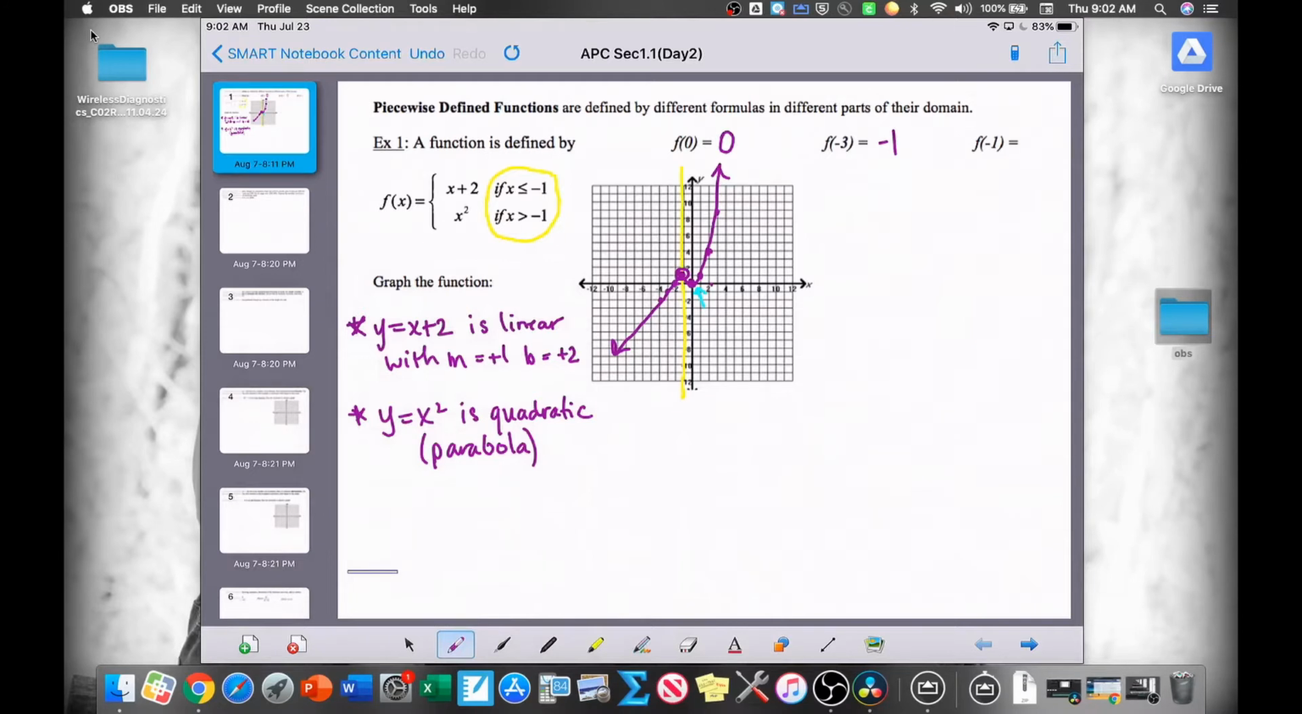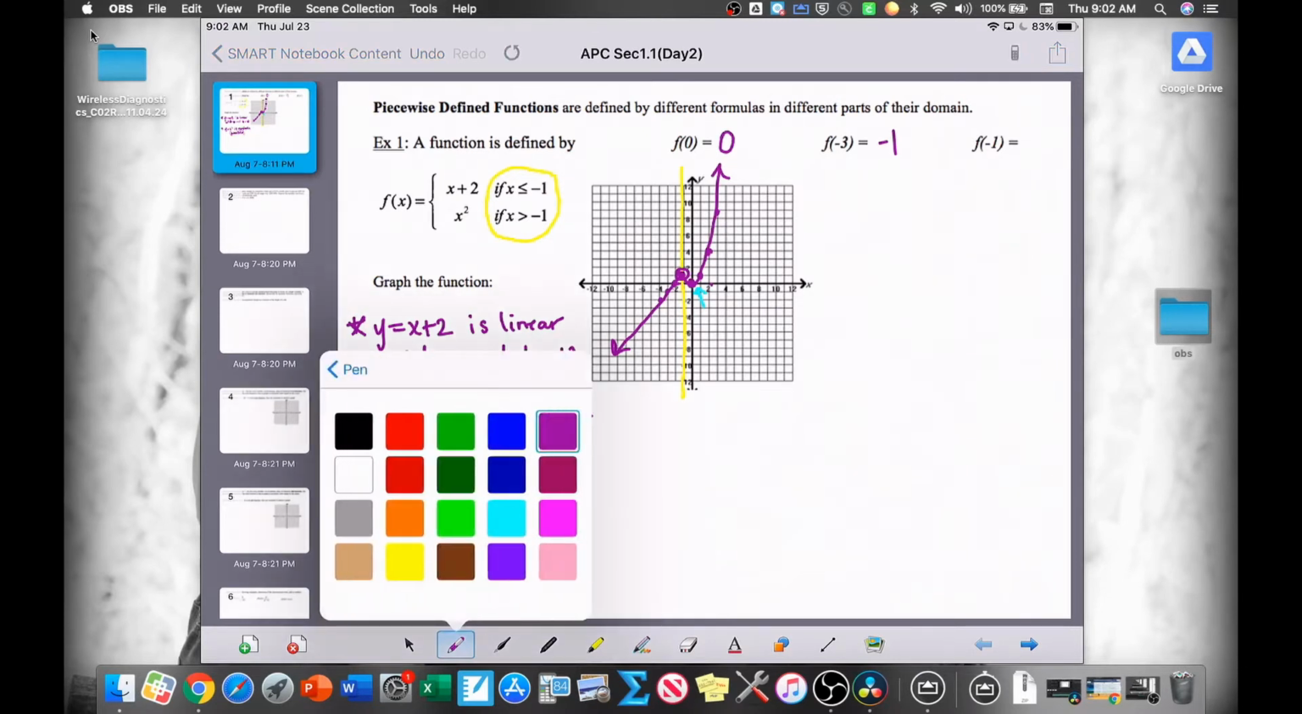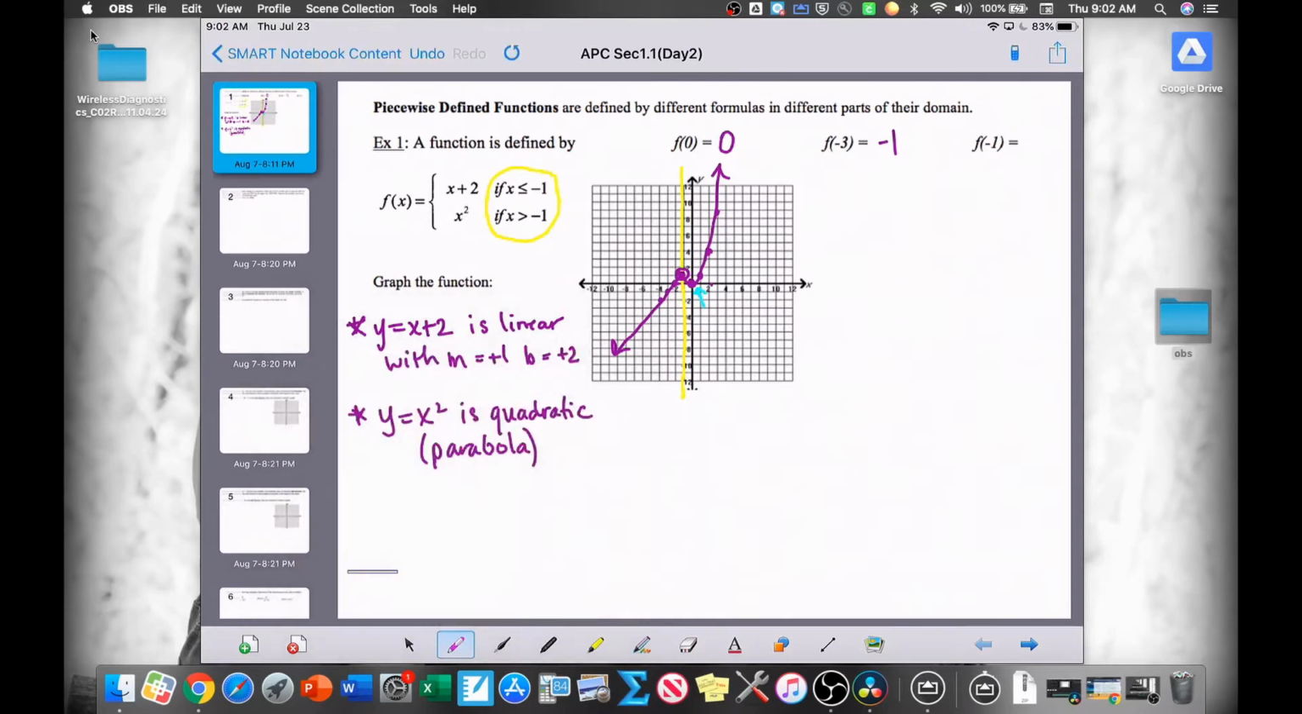If I find x is negative 3, and I look for that point on my graph right here, when x is negative 3, it's a little hard to see. There it is right there. The value of my graph is at negative 1.